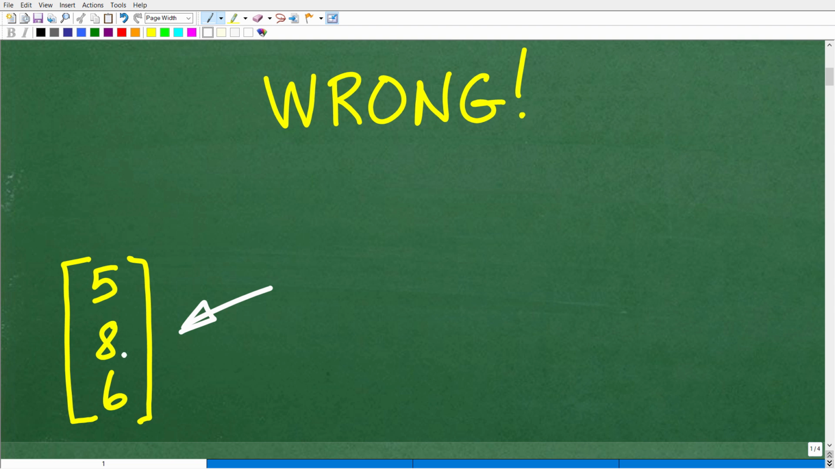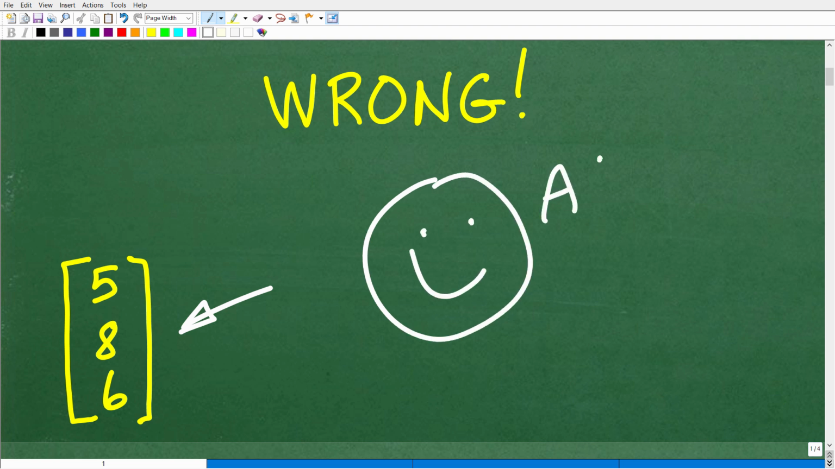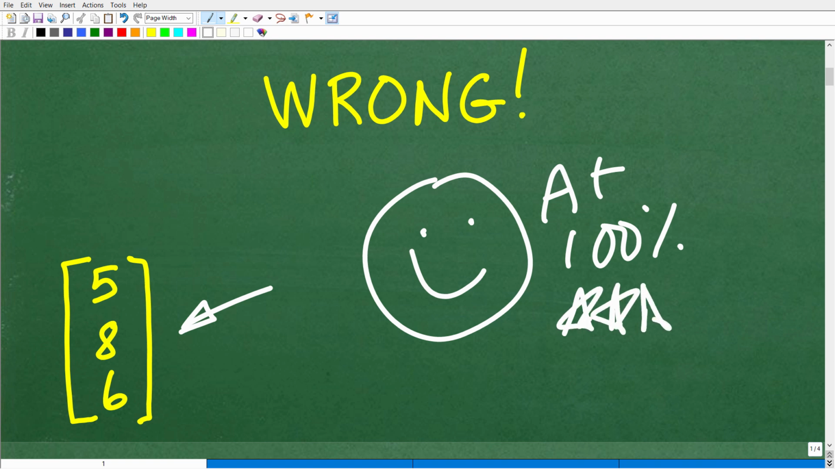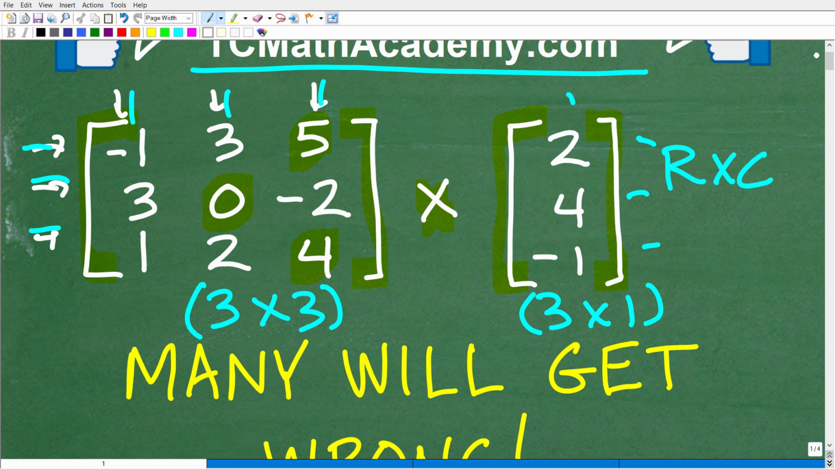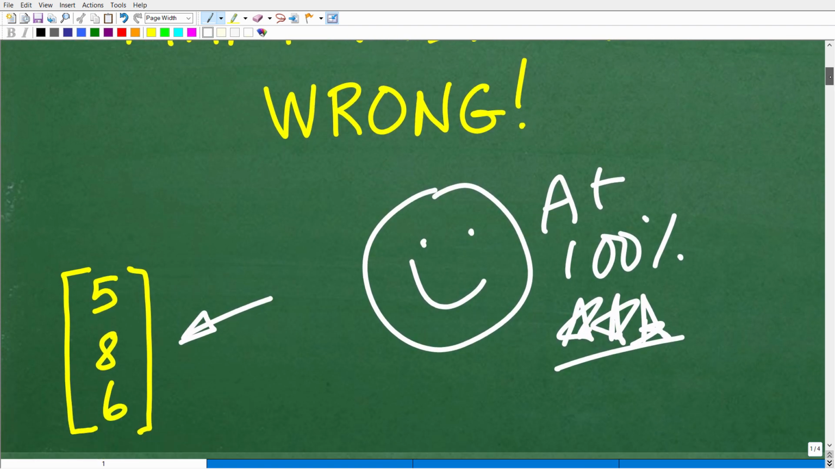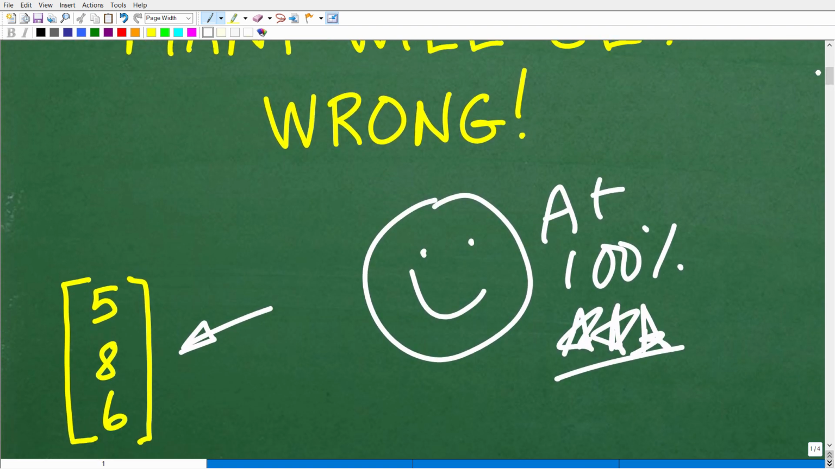Okay, so how did you do? Well, if you got this right, let's go ahead and celebrate by giving you a nice little happy face, an A plus, a 100%, and multiple stars. So you could brag to your friends and family that indeed you are a certified professional expert in the area of matrix multiplication. Now, most of your friends and family will have no idea what you're talking about, but it just sounds pretty cool to tell people that.